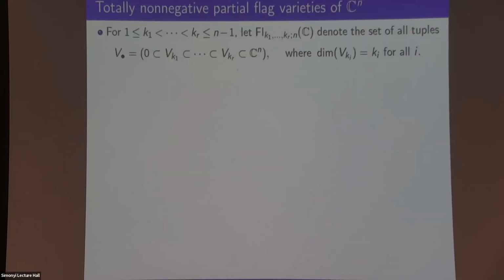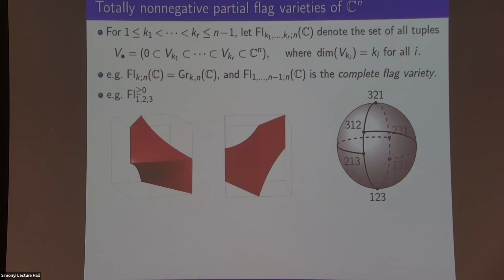Okay. I also want to briefly mention other partial flag varieties in C^n. So an arbitrary partial flag variety in C^n is just determined by a choice of ranks, k1 through kr. And then I'm considering partial flags where I have subspaces of dimensions k1 through kr, and they have to be mutually nested in each other. So V_{ki} has dimension ki for all i. And so if I just have one ki, then I get the Grassmannian back. If I have all the ranks 1 through n minus 1, I get what's called the complete flag variety.